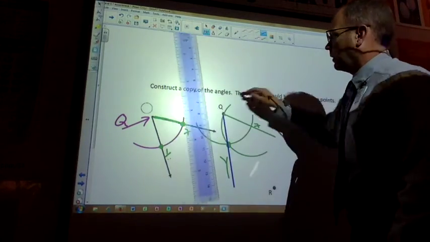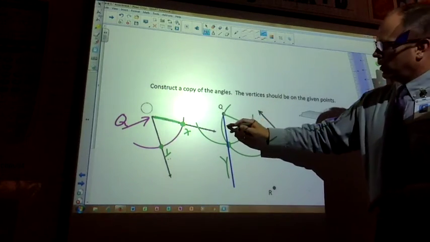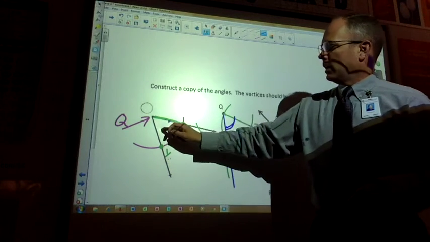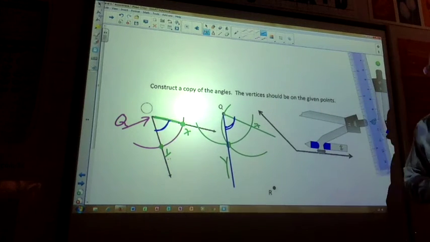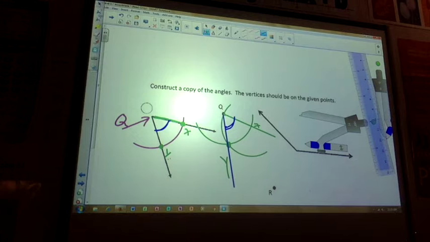So now, this angle right here is identical to this angle right here. So angle XQY is equivalent to angle XQY.